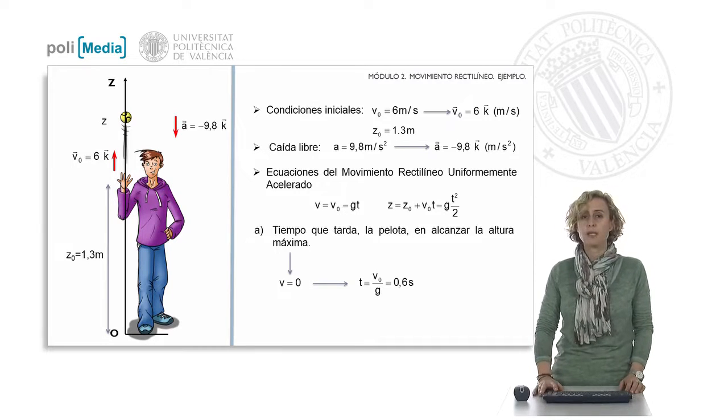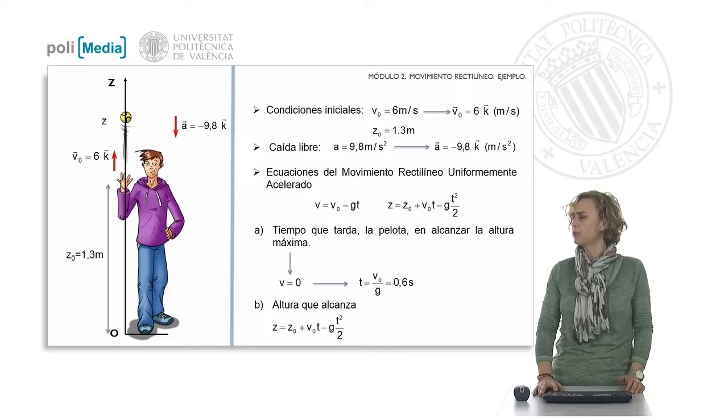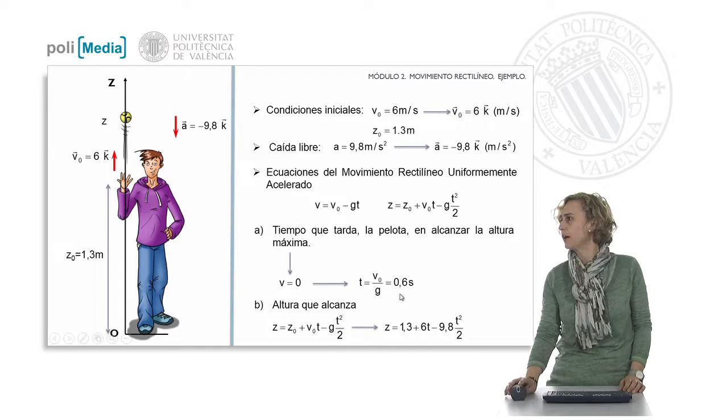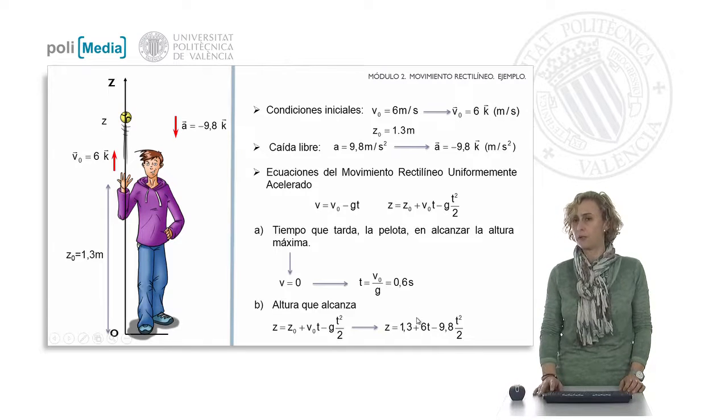He also wants to know the height that the ball reaches. Let's consider the expression that gives us the position, considering that z sub 0 is 1.3 in this case, and substituting the time that we have obtained before in this expression. Finally, we obtain that the height it reaches is 3.1 meters.